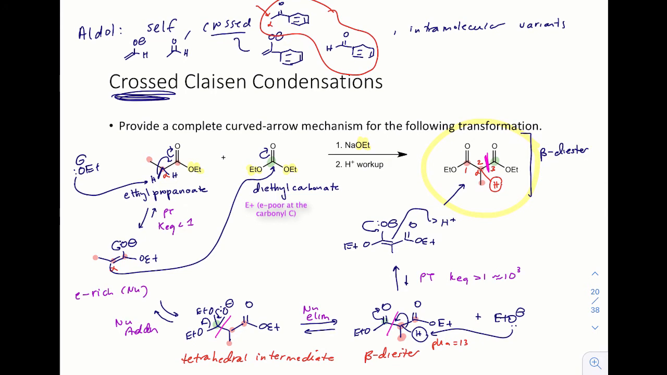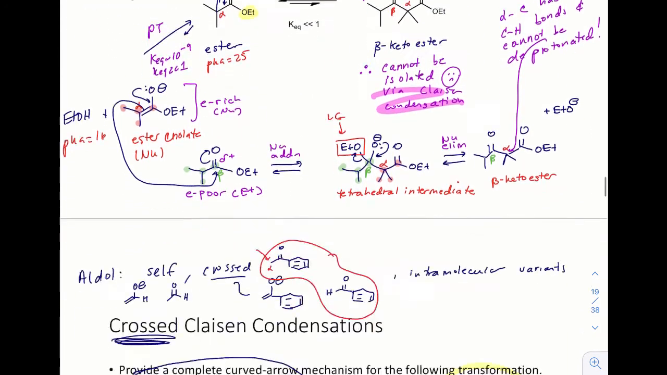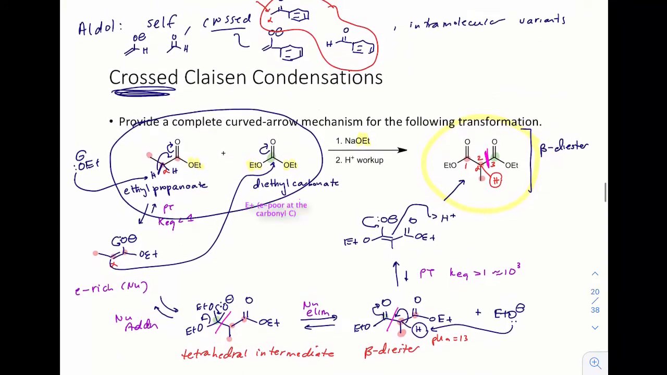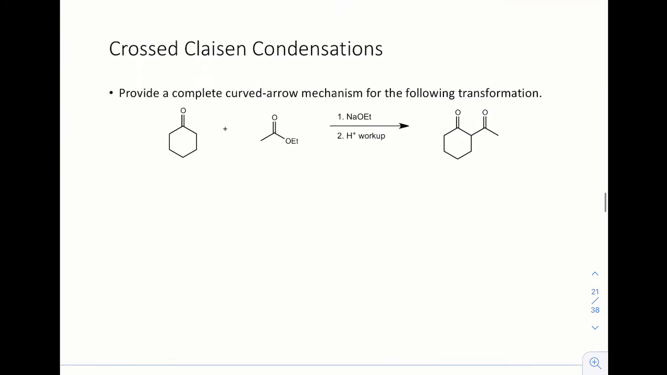This cross-Claisen condensation between 2 different esters followed the same series of steps as the self-condensation. The key was that only one of these esters was enolizable. I have one more example of a cross-Claisen condensation for you to try on your own. I'm not going to explain the answer on this video.